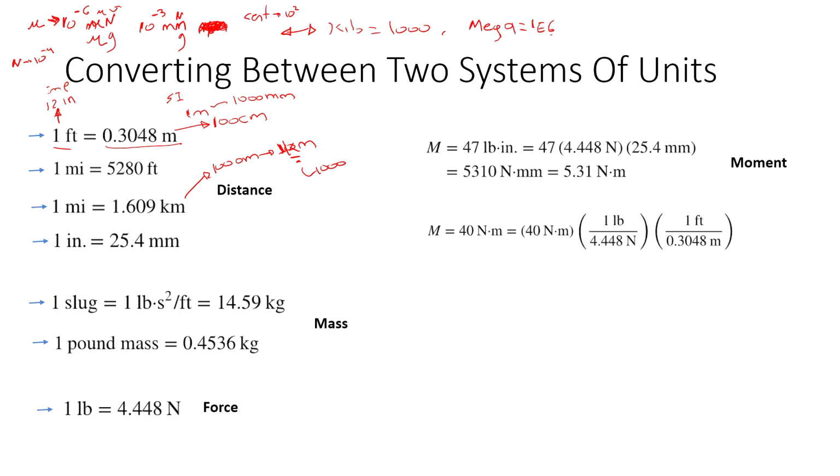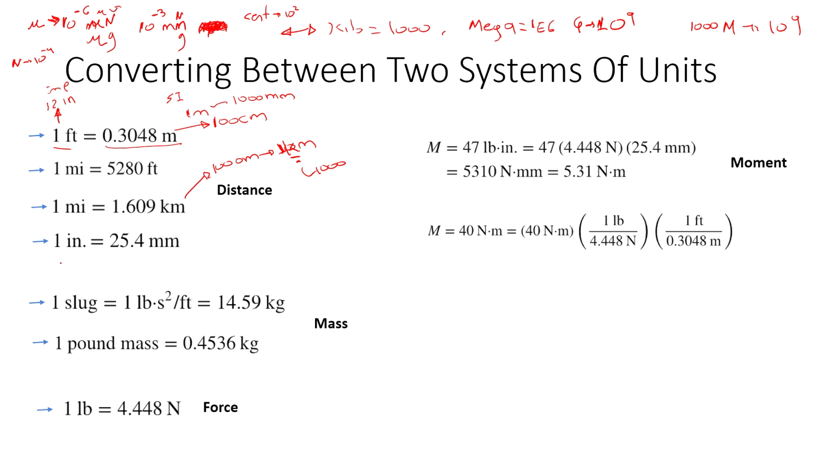Mega is 10 to the 6, 1 million. 10 to the 9 is giga: gigabytes, giganewtons, etc. And obviously 1,000 mega is 10 to the 9, so 1,000 mega is 1 giga. So there are different ways we represent the same thing.